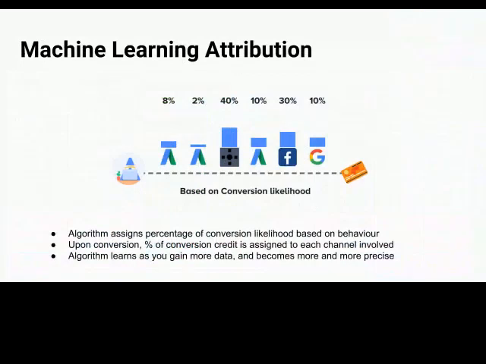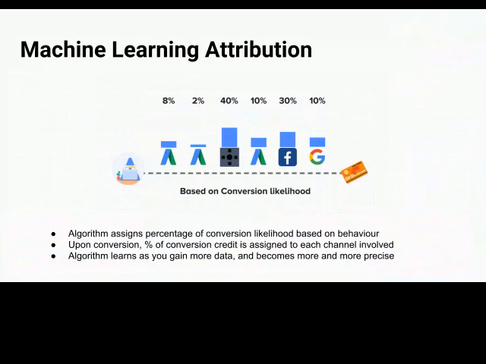And the reason that we do that is that we want to take into account not only the position, but also the behavior on the site. And we do that based on the conversion likelihood. So if we take this example again, where we have the 6 visits, first AdWords and then ending with Google.